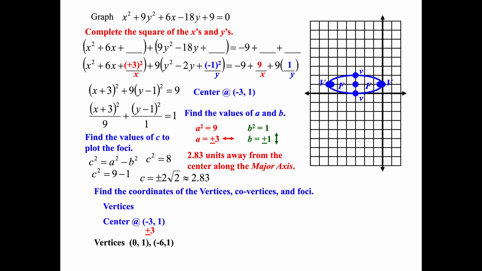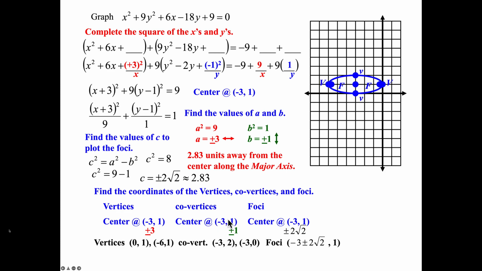And again, finding the coordinates, always start with the center. Add and subtract that 3 to the x coordinate. You'll get a 0 and a -6 with the same y coordinate of 1. Add and subtract the 1 to the y coordinate. You'll get 2 and 0 with those -3s. And add and subtract the 2 radical 2 to the -3 for the x coordinate, comma 1 for the foci.